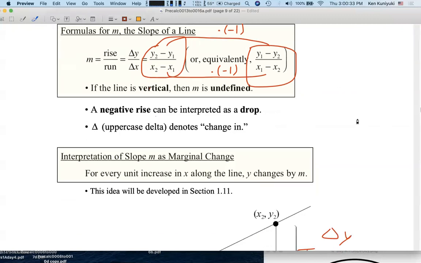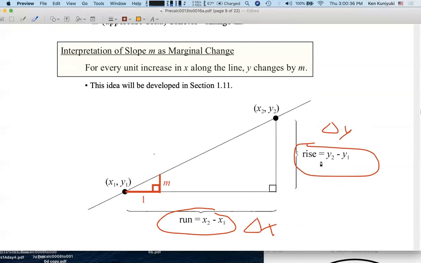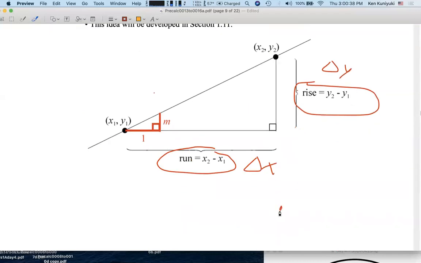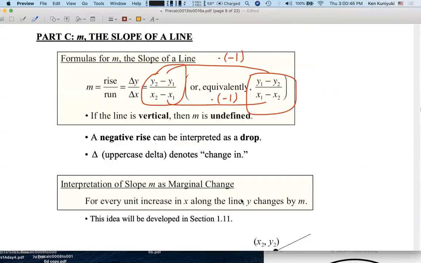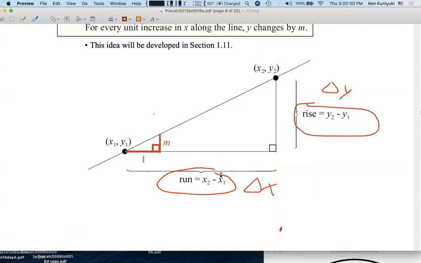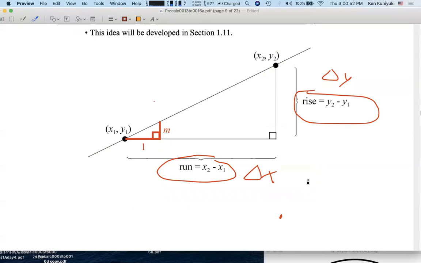Okay, so in this example here, the rise is positive. If the point up here were down here, then actually the rise would be negative. We really have a drop, and the slope would be negative. Usually we take the run to be positive, and then the sign of the rise would be the sign of the slope. That's the basic idea. We usually take the run to be positive, the larger x-coordinate minus the smaller x-coordinate.